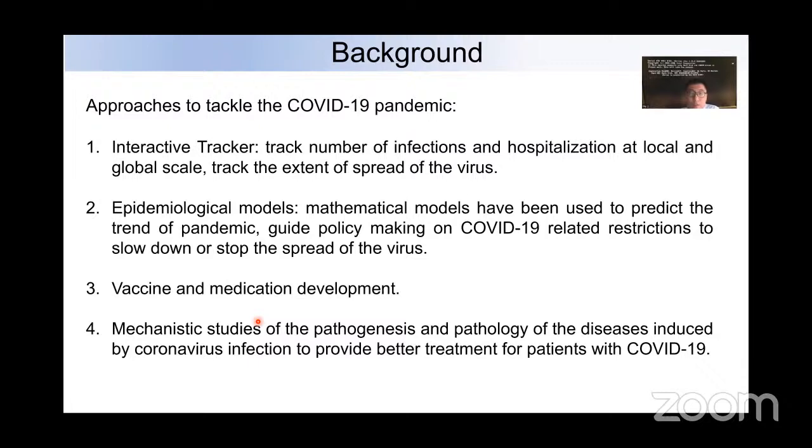This year we have moved into the third year of the pandemic, and everyone has gotten used to this new normal life with the virus. But if we turn our clock back three years, when the pandemic first broke out, researchers first built interactive trackers to track the number of infections and hospitalizations at different scales, at the local and global scale. Basically, they can track the extent of the spread of the virus.